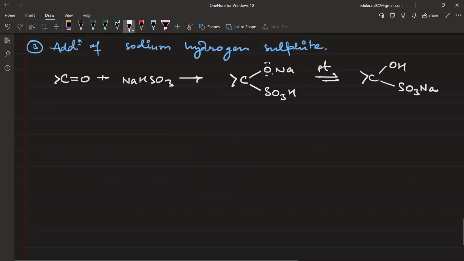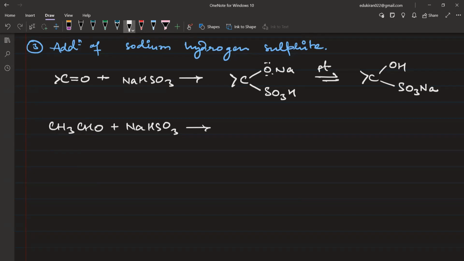Now, in general, if you have CH3CHO plus NaHSO3, you can directly write, now this carbon atom was the carbonyl carbon. So this carbonyl carbon oxygen forms OH. Now, what was the bond here? This will be CH3. What is the other bond? Hydrogen. See, this carbon atom is attached with CH3 and hydrogen. So CH3 and hydrogen, the oxygen double bond becomes OH, and you get SO3Na.